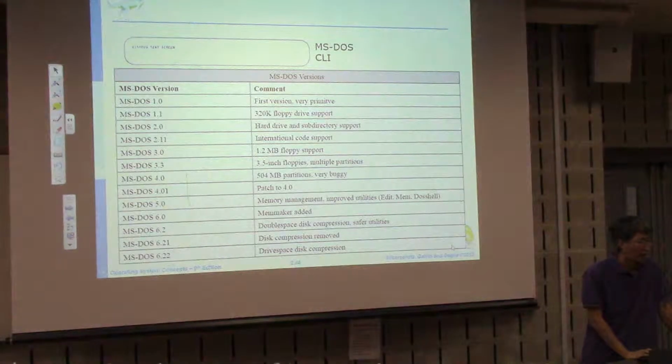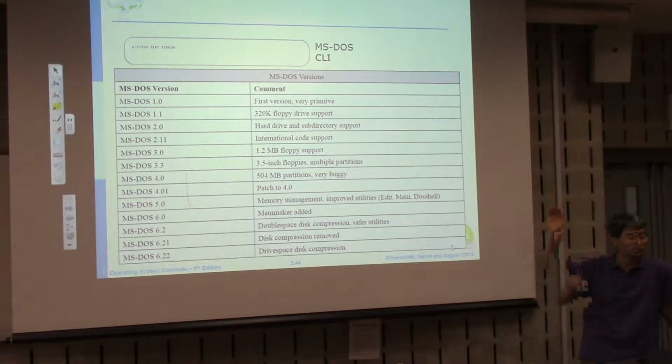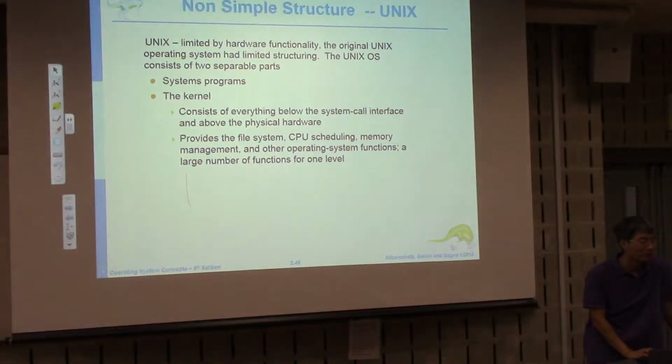Okay. This is MS-DOS, the command line interface. Anyone who ever used MS-DOS? How many of you use it? Don't worry, even though you do not use it. So Unix is another operating system. It has the system programming. System program is included in the kernel program.